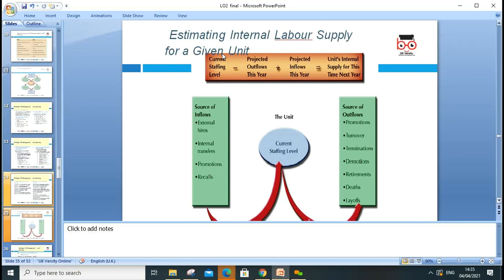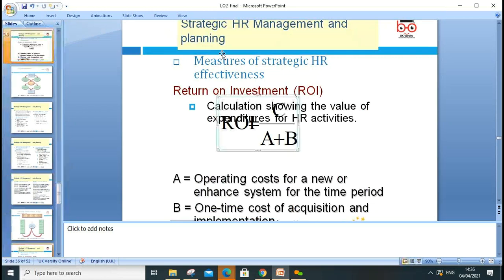So what we can do when we estimate the labor supply per unit: the current staffing level, projected outflow this year, projected inflow. We can look at the sources, internal and external promotion, current staff level, and expected outflow. Yes, promotions, turnovers, terminations, maybe people retired, layoffs. All of this needs to be planned.